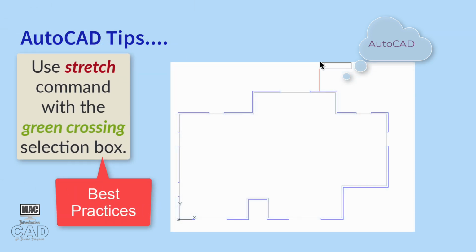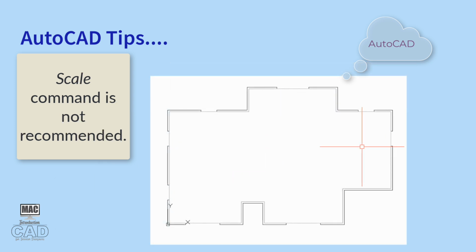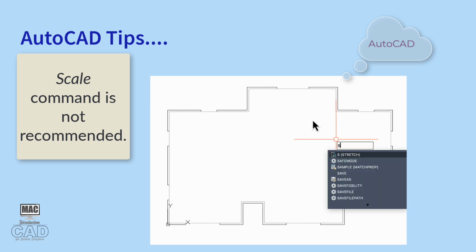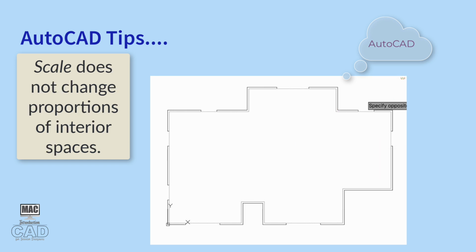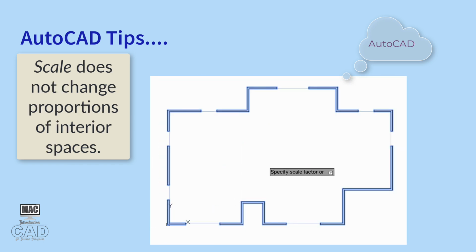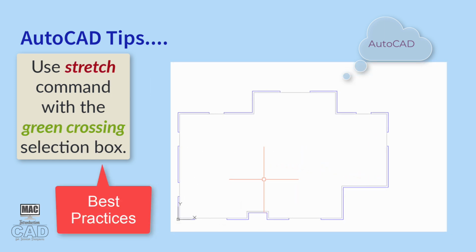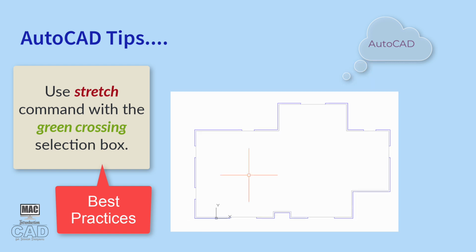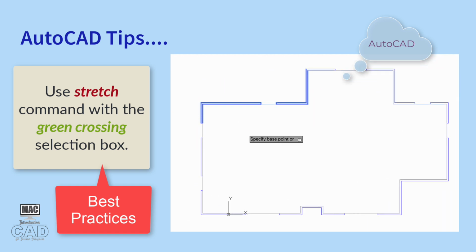The best way to increase specific areas of the plan is through the use of the stretch command. The scale command is not recommended because it will simply make the overall existing floor plan larger, but it will not change the proportions. We will need to modify the floor plan proportions so that we have usable interior spaces. The following commands are part of what we call best practices for doing this. Using the stretch command in conjunction with the green crossing box.